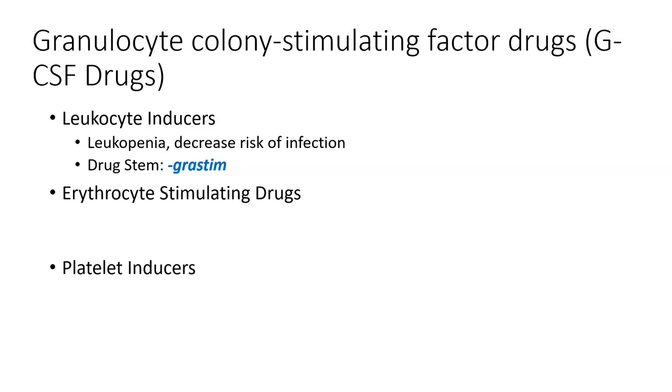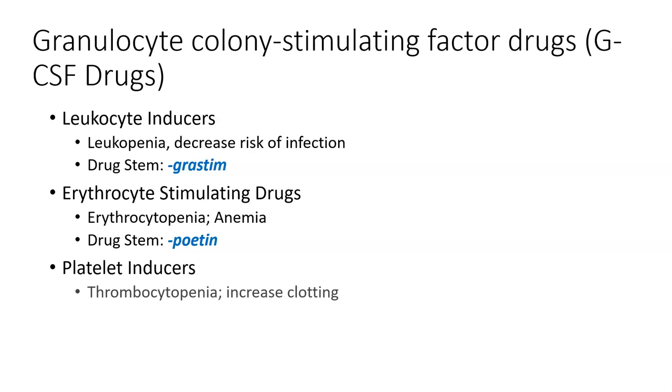Your erythrocyte stimulating drugs are used for erythrocytopenia, or if somebody has anemia. So we're going to use that to increase red blood cells. Anemia, we discussed with the cardiovascular unit. That's when the blood's not able to carry enough oxygen. Part of the reason here would be there's not enough red blood cells, because we've affected the production of red blood cells by using chemotherapy drugs. So we want to increase the production of erythrocytes, and now we can carry more oxygen. That's how it's going to treat the anemia. These drugs, erythropoietin, have the drug stem of poetin.